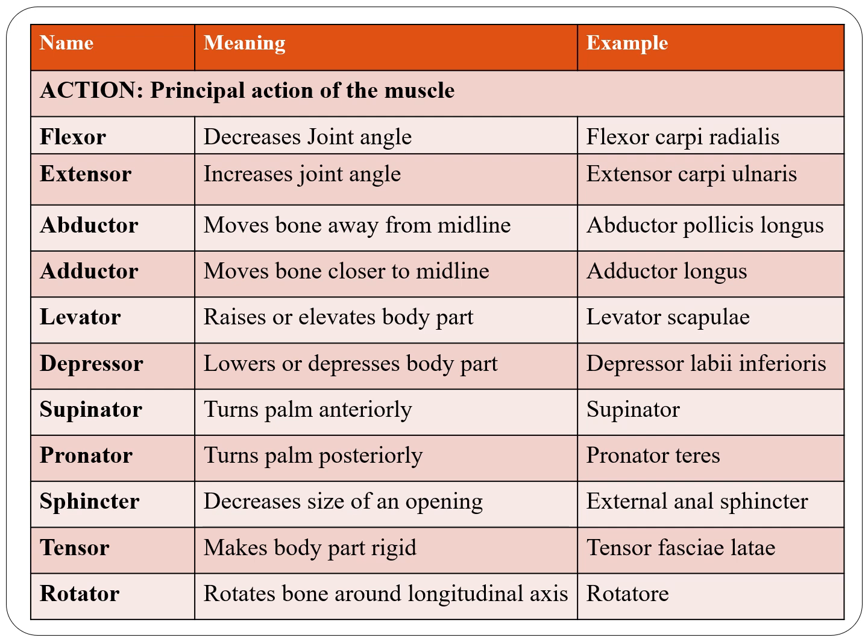The next is sphincter. Sphincter decreases the size of an opening. Example of the muscle is the external anal sphincter. The next is tensor. It makes a body part rigid. Example of the muscle is tensor fasciae latae. The next is rotator. It rotates the bone around the longitudinal axis. Example of the muscle is rotator.